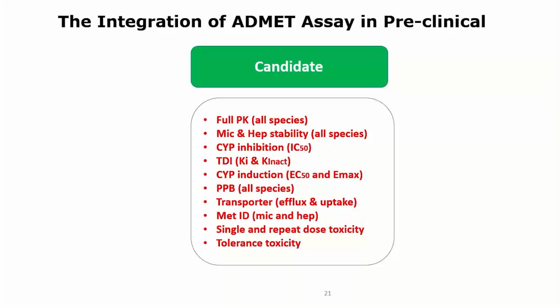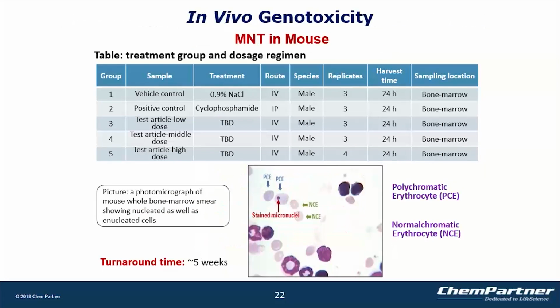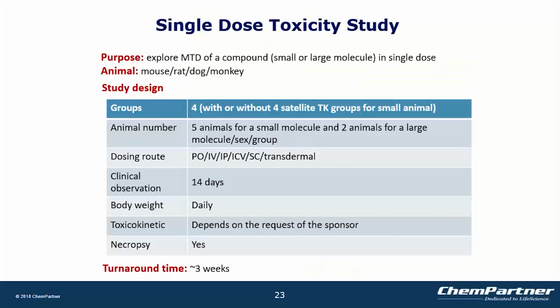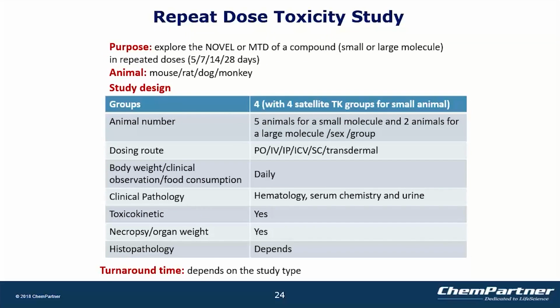And at this stage, we also start running all these single dose and repeat dose toxicity studies, tolerability toxicity studies. So for in vivo, we do some in vivo MTD in mouse. At this stage, this is more like non-GLP, but gives you some idea what happened to your compounds. And this is the single dose. These are more detail on how we design single dose toxicity studies. Turnaround time is 3 weeks. And repeat dose toxicity studies depend on how many days, like 5, 7, 14, 28 days.